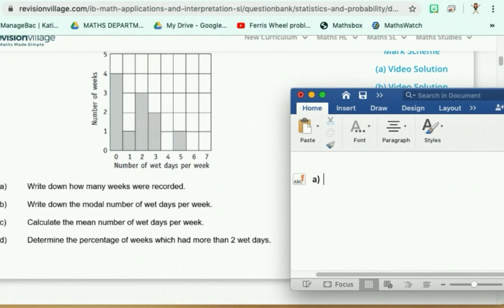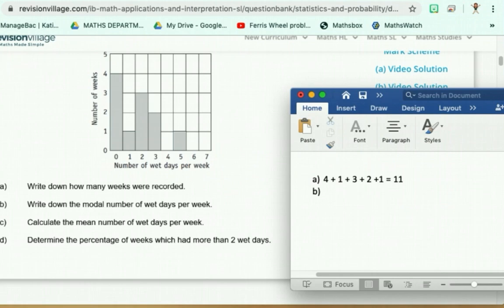So all we're going to do is 4 plus 1 plus 3 plus 2 plus 1. That's all you need to do. 4 plus 1 plus 3 plus 2 plus 1 is 11.